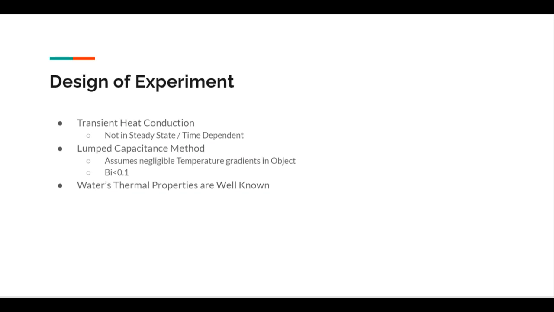In designing an experiment to measure the temperature of the refrigerator, we can use a transient heat conduction problem where the system is not in steady state and has a time dependence. One method of solving a transient heat conduction problem is the lumped capacitance method, which assumes negligible temperature gradients within the object measured. In other words, this lumped capacitance method is only valid when the Biot number is less than 0.1. In our experiment, we're going to use a melting ice cube to measure the temperature of the refrigerator because the thermal properties of water are well known.